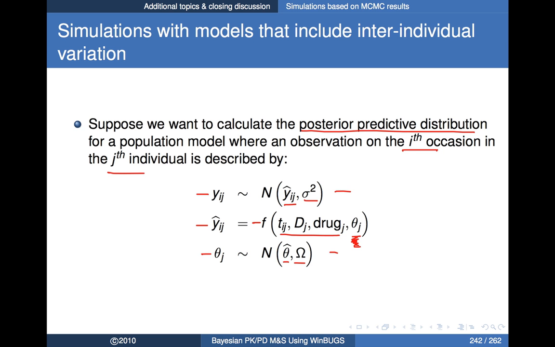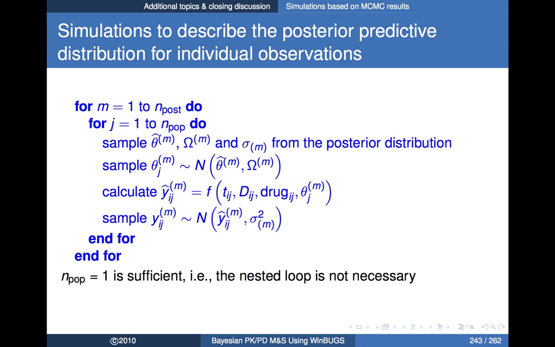So what do we do with that? Well, the algorithm changes a bit because we have to consider that inter-individual variation in here. Now again, we're trying to get a posterior predictive distribution, something that describes the possible range of values in some future individuals. And the sampling is going to be like this.